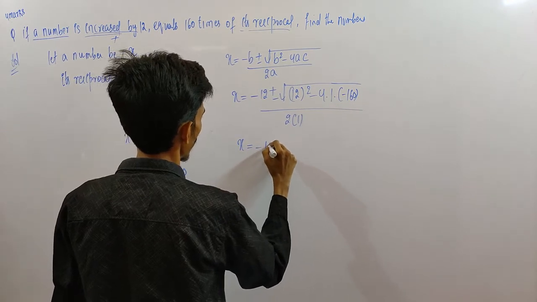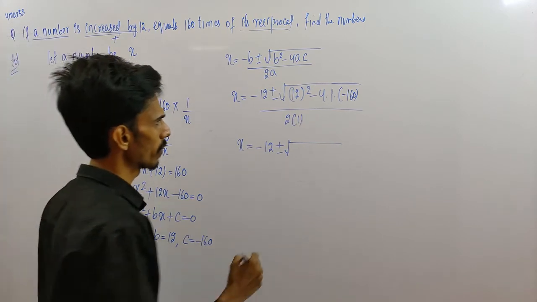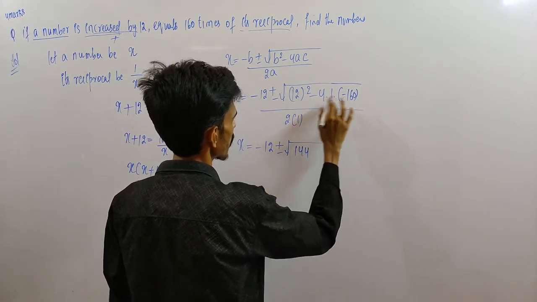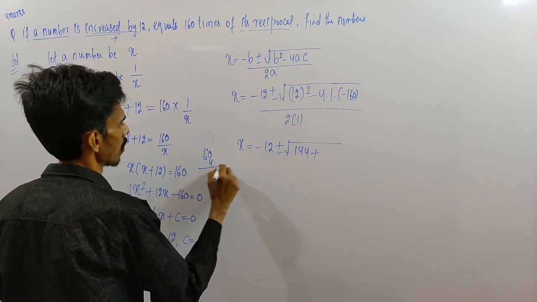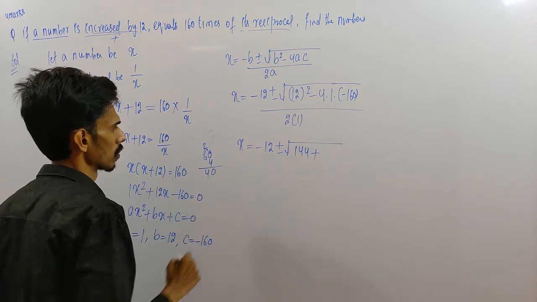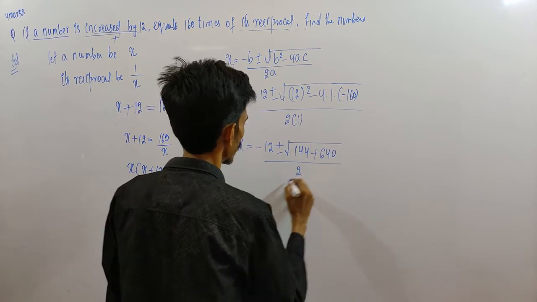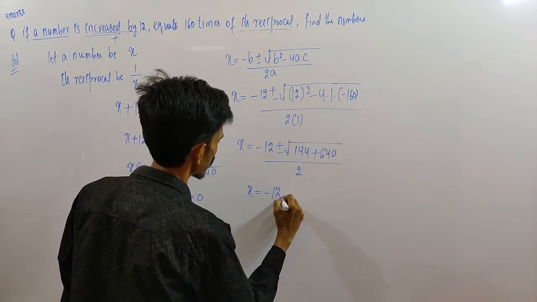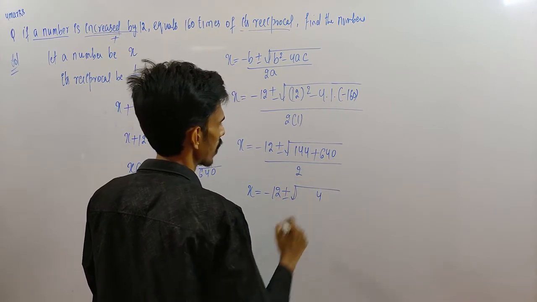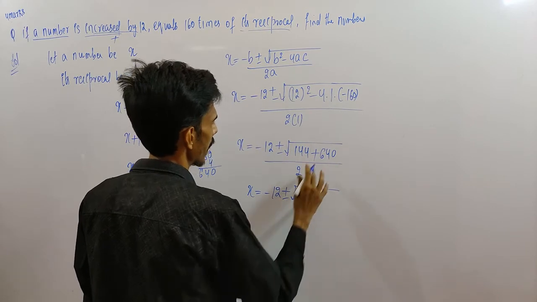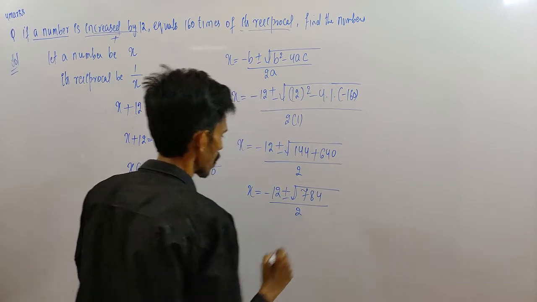Now we have x equals minus 12 plus or minus root over 12². 12 into 12 we have 144. Minus into minus plus, 160 into 4, 640. So we have 144 plus 640 under the root, divided by 2. That is x equals minus 12 plus or minus root over: 4 plus 0 we have 4, 4 plus 4 we have 8, and 6 plus 1 we have 7, so 784, divided by 2.